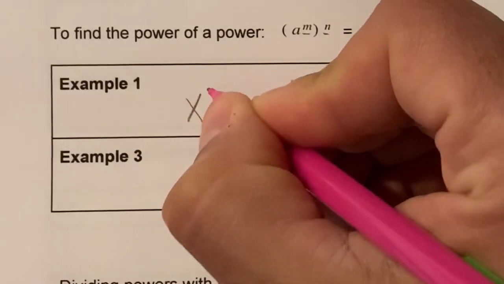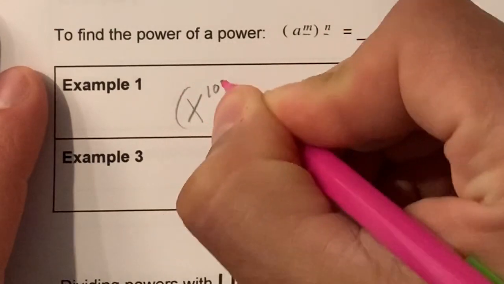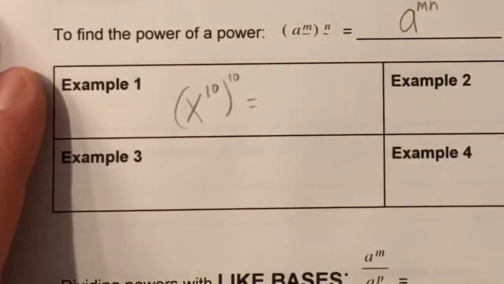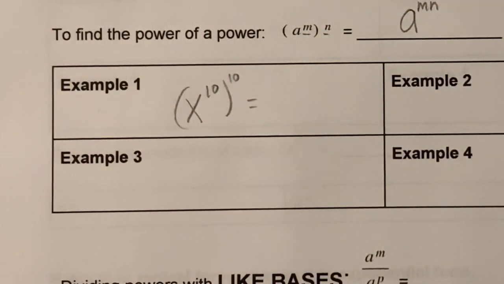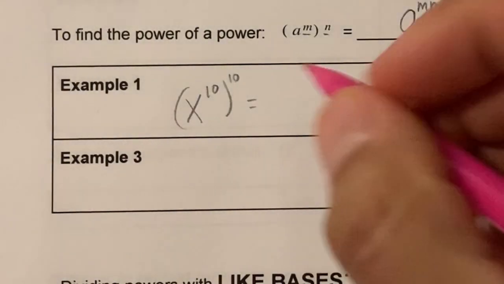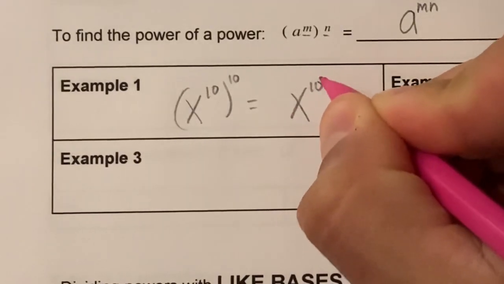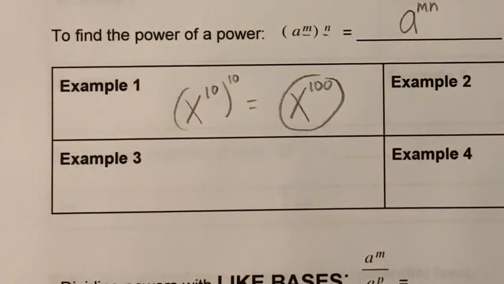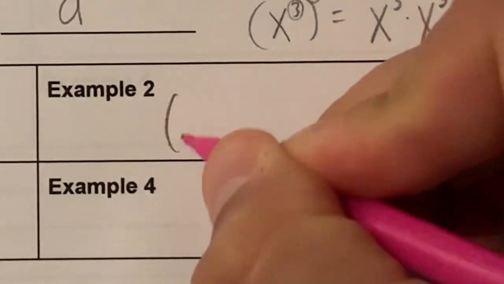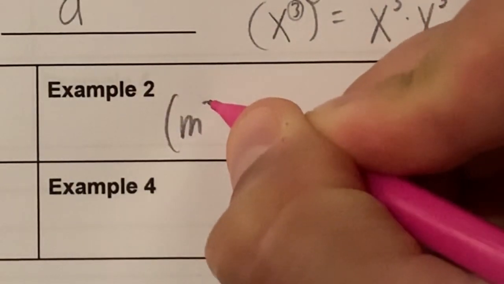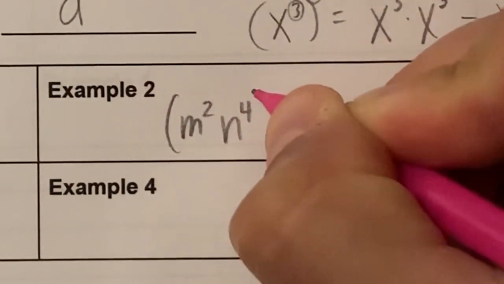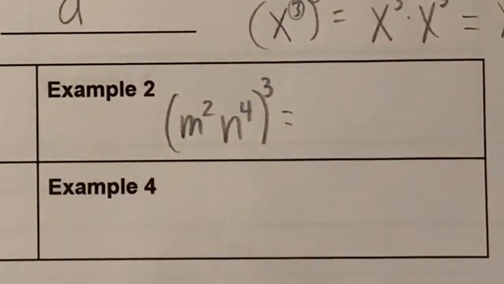In this case, I may have something like x to the 10, and that's going to be raised to the 10th power. I don't know 10 to the 10th power. It's really going to be a 1 followed by 10 zeros or 10 billion. But what I'm going to do here is I'm going to multiply powers. 10 times 10 is 100, and that's my final answer. I may have multiple variables here, something like m to the second, n to the fourth, that raised to the third.